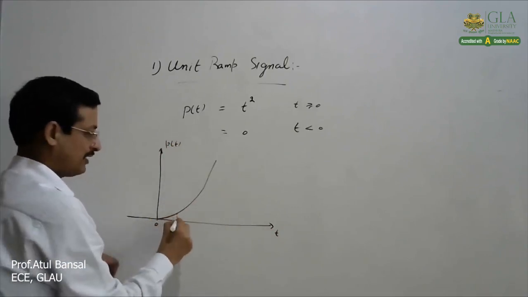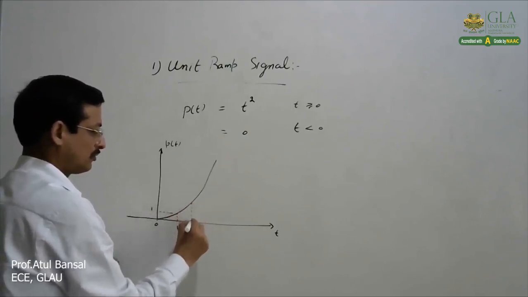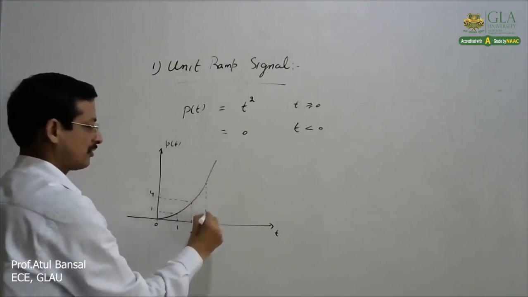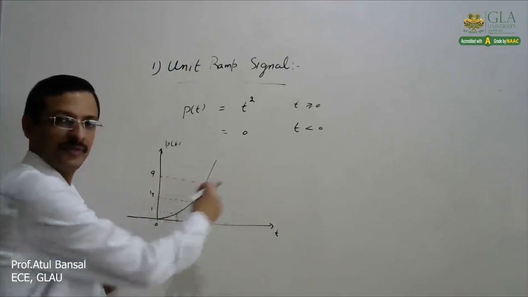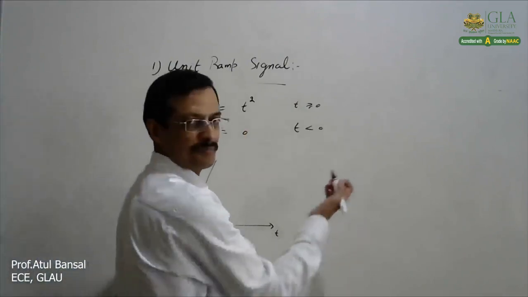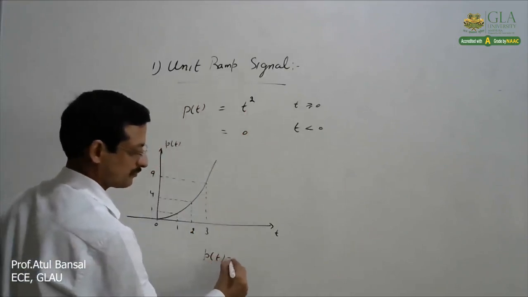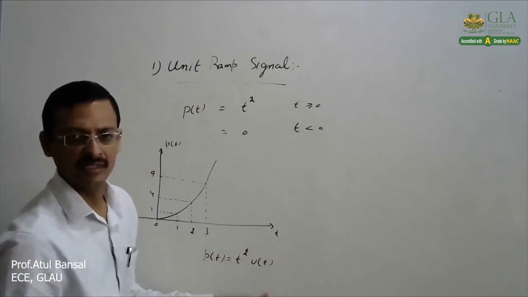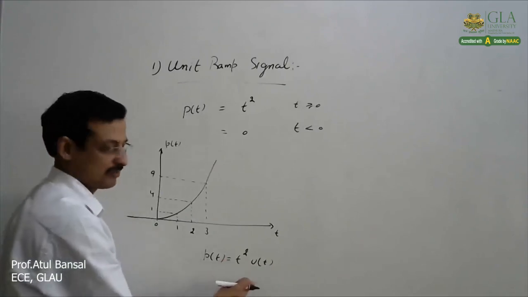At 1, this will be 1. At 2, this will be 4. At 3, this will be 9. So it will be a parabolic signal, right? And in the same way, you can also write it as t square u(t). That is another advantage of the unit step signal, that we can represent the other signals with it.